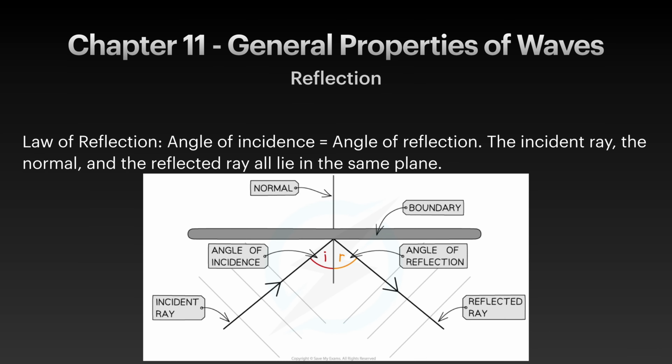You might have already known that waves can reflect, meaning they bounce back after hitting a surface. The law of reflection says the angle of incidence equals the angle of reflection. The incident ray, the reflected ray, and the normal all lie in the same plane.